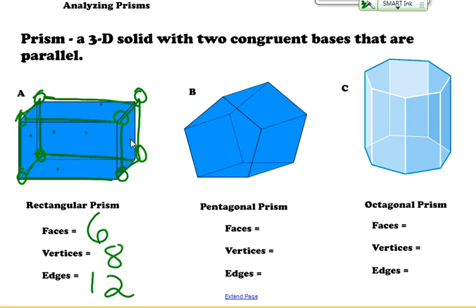Pentagonal prism. Let's do this one again. Faces. Okay, we got pentagon, pentagon, 1, 2. And then we're going to have 5 rectangles, 1, 2, 3, 4, 5. So that's going to give us a total of 7.